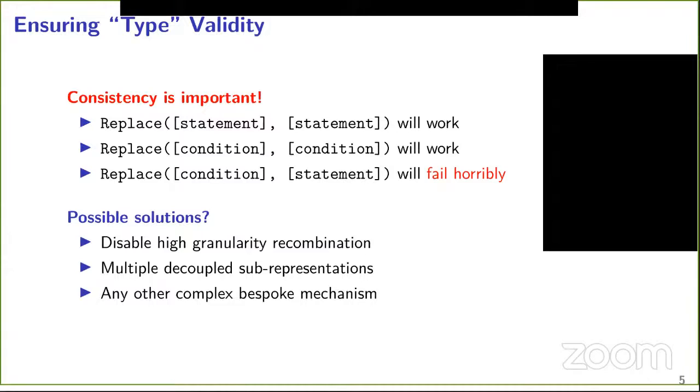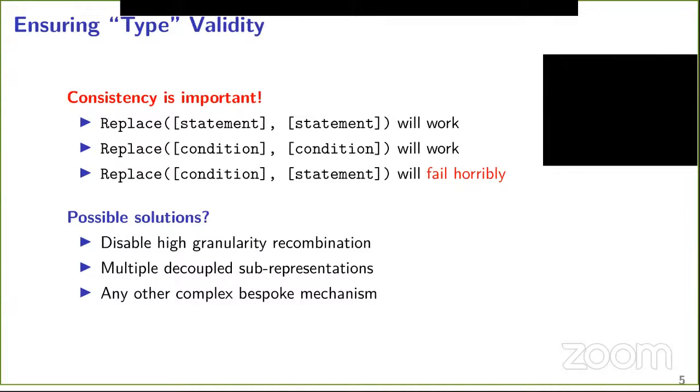But if your GI process can deal with both statements and Boolean conditions, as soon as you do high granularity recombination, you will necessarily obtain something which looks like replace a condition by a statement, and that's just wrong. That will not compile and will just waste an individual. So if you have a GI process that can focus on different types of genetic material, the easiest thing is obviously to not deal with high granularity recombination.